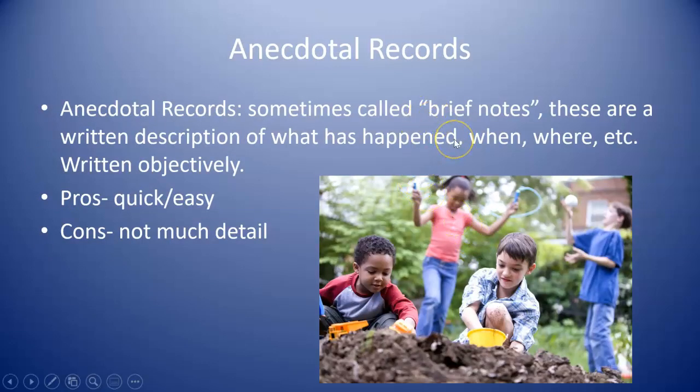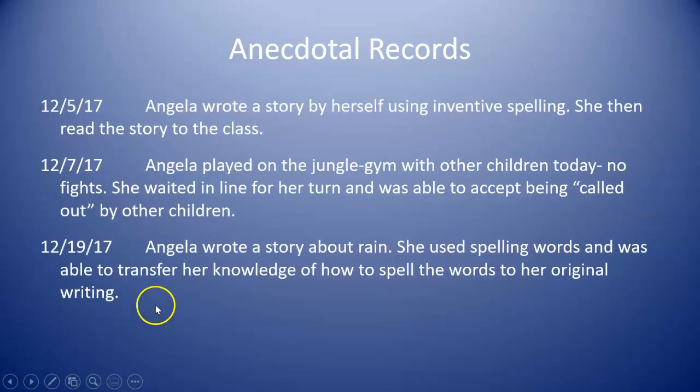So anecdotal records, sometimes called brief notes. In many cases, we use these in preschool programs and infant and toddler classrooms to document if something's happened with a child's behavior, if somebody got hurt, what happened. You can also use anecdotal notes to document things about a child's development. So the good thing about these, they're quick, they're easy. The bad thing is that there's not a whole lot of detail included.